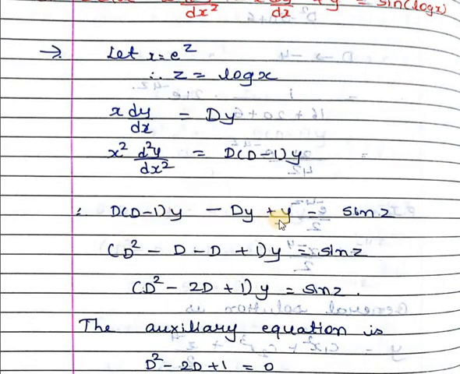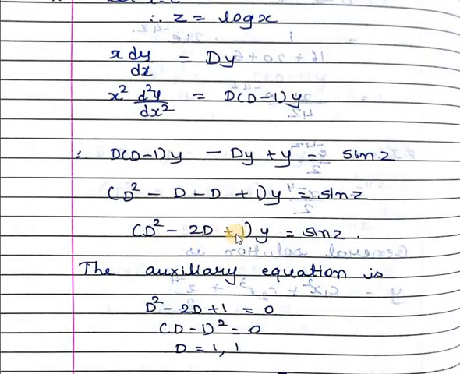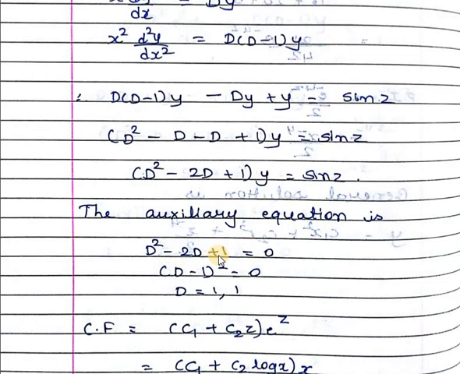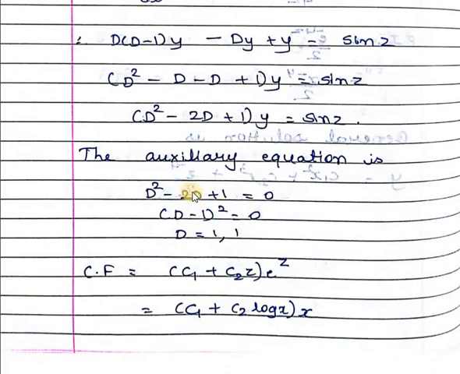Now if we simplify this, y is common from these three terms, and in the bracket D square minus D plus 1 is equal to sin z. So it will be D square minus 2D plus 1 y is equal to sin z. Now the auxiliary equation is given by f of D equal to 0. So what is f of D? It is D square minus 2D plus 1. So D square minus 2D plus 1 is equal to 0. This will be D minus 1 whole square equal to 0. Therefore D is equal to 1 and 1.